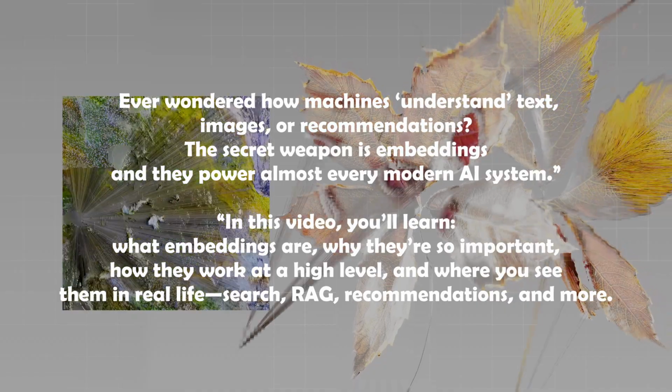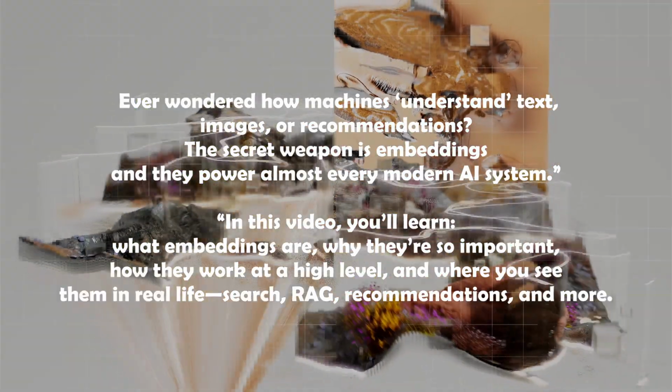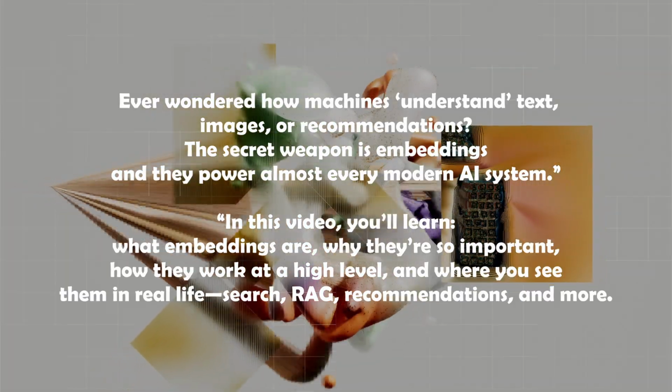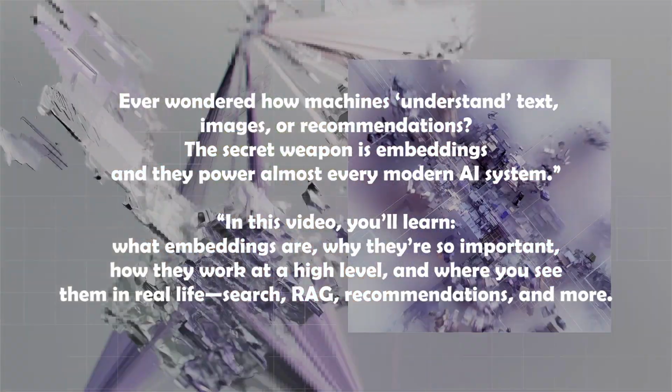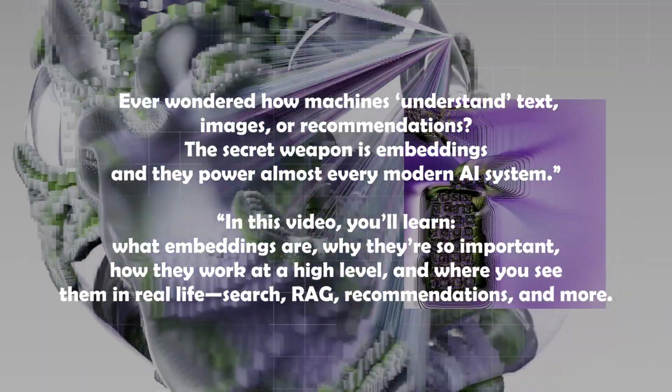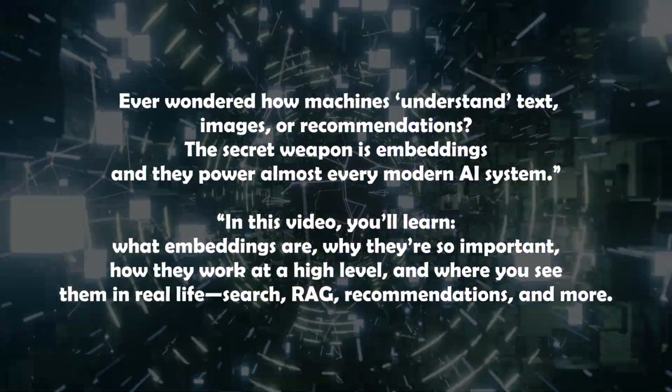Ever wondered how machines understand text, images, or recommendations? The secret weapon is embeddings, and they power almost every modern AI system. So in this video, we will learn what embeddings are, why they are so important, how they work at a high level, and where you see them in real life: search, RAG, recommendations, and more.